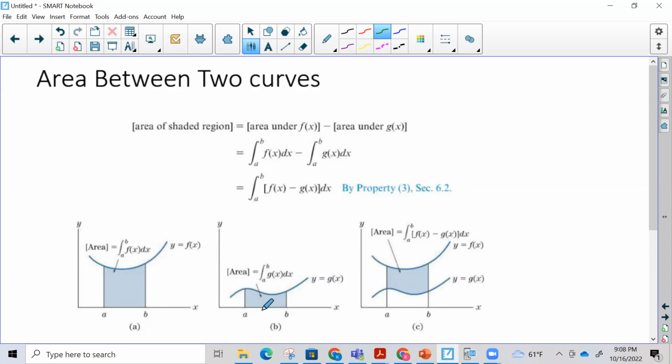And that part is the area under g of x, which is equal to the integral from a to b of g of x. They're going to have the same bounds, same start and end, but we're going to take the integral from a to b of f of x dx and then subtract the integral from a to b of g of x dx. And that's the same thing as if we just do the integral from a to b of f of x minus g of x. And that will give me the area between the two curves.